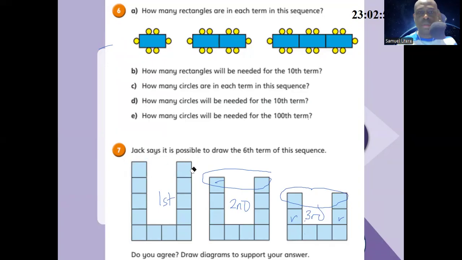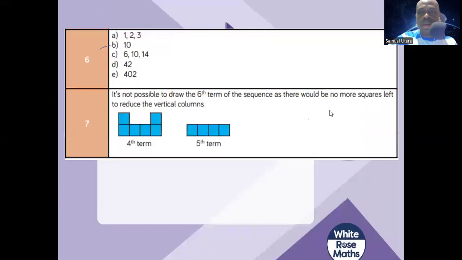just a minute, let's rub this off. You'll now have this. So this is the fourth term. This is going to be the fifth term. So we're not going to have this left to be able to get rid. It's not there. So we won't be able to draw the sixth term of the sequence.